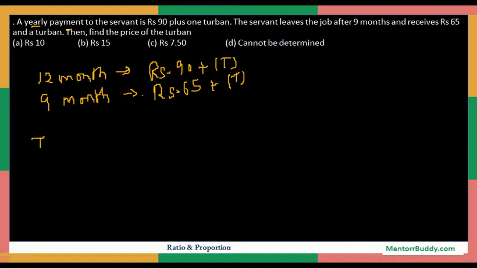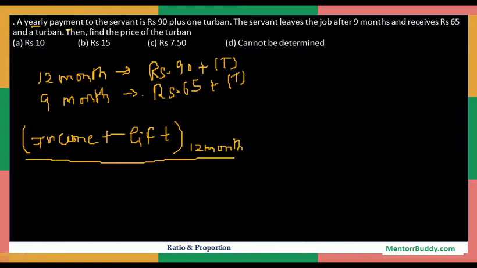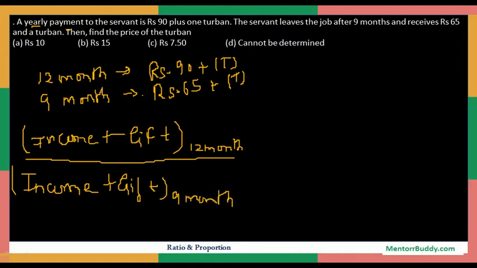So according to the logic, the income plus gift for 12 months upon the income plus gift for 9 months will be equal to the number of months he had worked for the first time, that was the initial amount, 12 months, and the number of months he had actually worked, that will be 9 months.